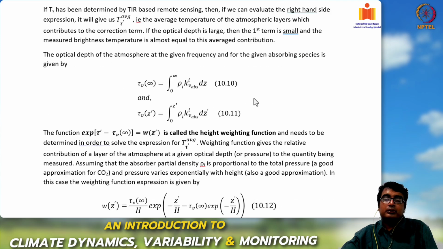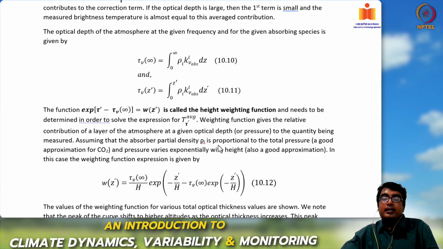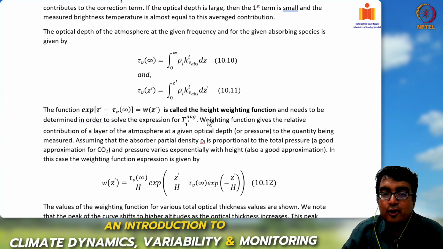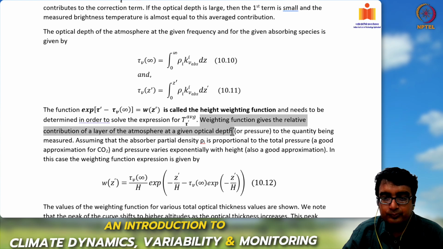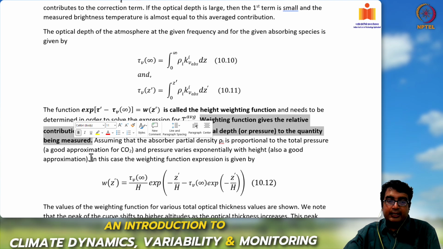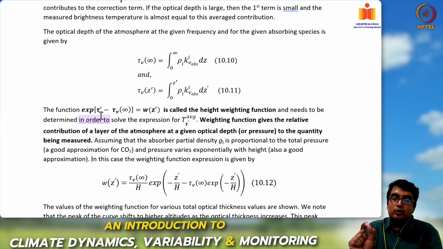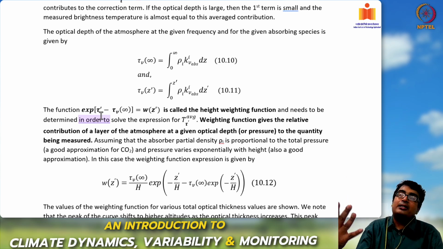Okay. And this term here is the weighting function, the height weighting function, and needs to be determined in order to solve the expression for T tau prime average. The weighting function gives the relative contribution of a layer of atmosphere at a given optical depth to the quantity being measured. Okay, this one I am highlighting. This term gives the relative contribution of a certain layer of atmosphere at a given optical depth to the total quantity that is being measured, which in this case is the temperature.